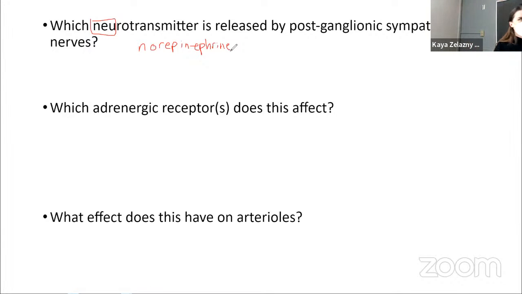Okay, so we have our norepinephrine. Our adrenergic receptors, those ones take epinephrine and norepinephrine. Which of our adrenergic receptors were we interested in as it relates to norepinephrine? Here's the part that requires extra remembering. This is our alpha receptors that we're going to be interested in here. So our alpha receptors, and on the arterioles, that's doing vasoconstriction.